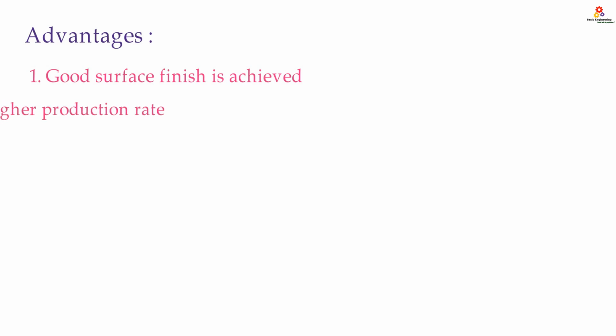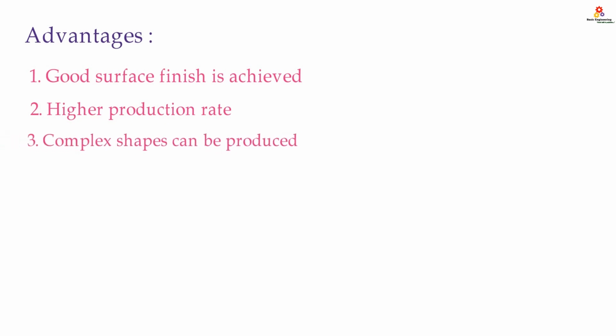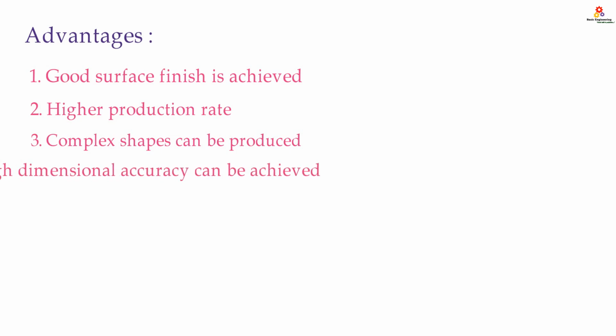First, advantages. First, this process produces parts with good surface finish as we use ceramic as a mold. Second, as we make the tree to pour the molten metal, it helps to increase the production rate of this process. Third one, complex shapes can be produced with this process. And fourth one, high dimensional accuracy can be achieved with the investment casting process.